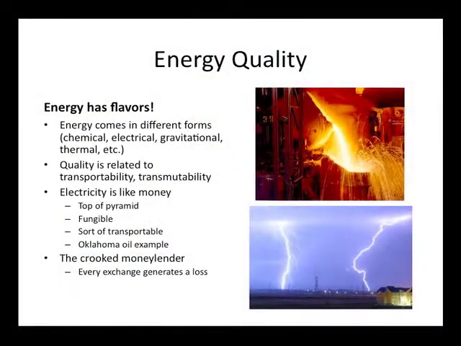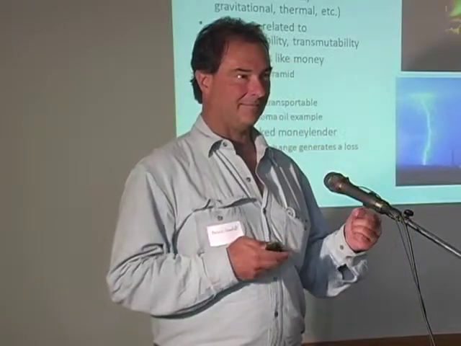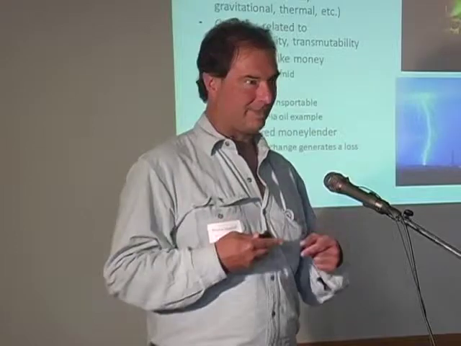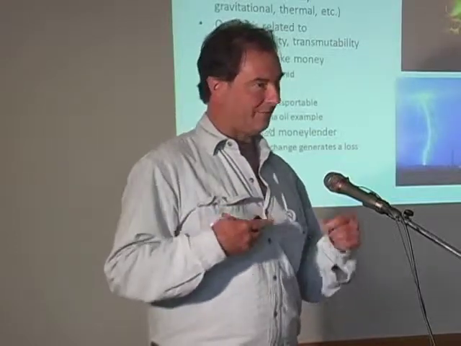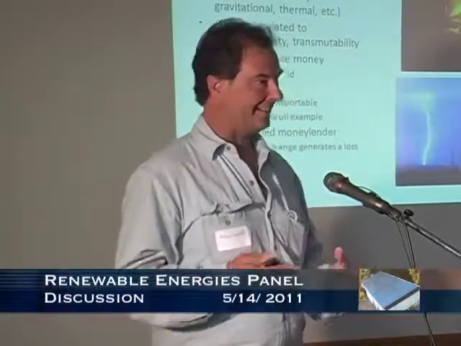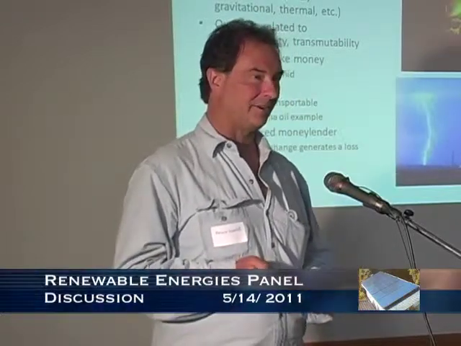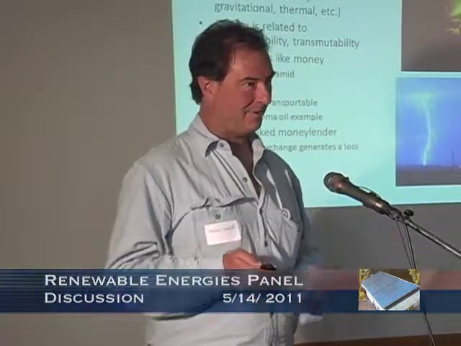There's also this notion that if you have high quality things like petroleum or electricity, there's what I call the crooked money lender. Every time you turn energy into something else, so that every time you burn petroleum to move pistons, to move wheels, every time there's an exchange of form of energy from oil to thermal to kinetic, you lose some. This is the second law of thermodynamics, but I call it the crooked money lender. You never get your money's worth.